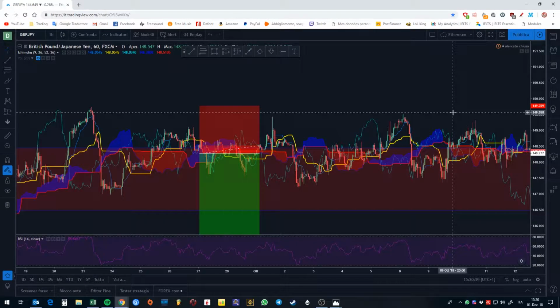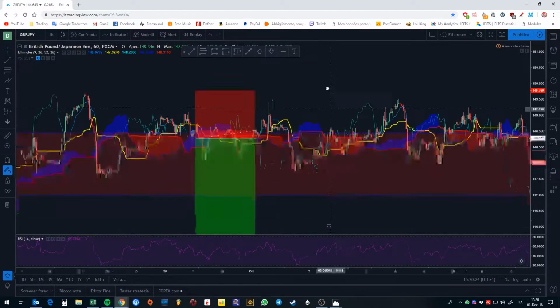Yes, that's great. That's a GBP JPY with a 2 point. Let's say just a 2%.